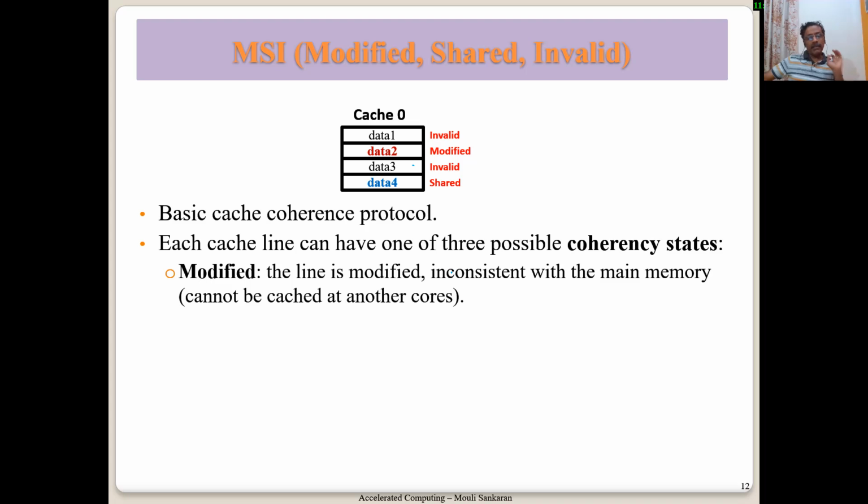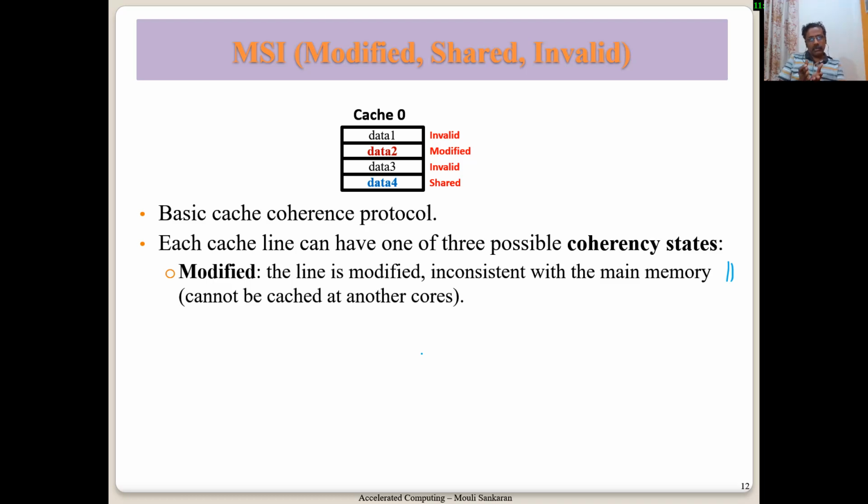Modified. What do you mean by modified state? The cache line is modified and it is inconsistent with the main memory. It cannot be cached at another core. Now, we are saying that if you are following this MSI protocol, there should be only one owner of a particular cache line. Owner means an owner who is writing into it. You cannot have multiple writers into a particular cache line.